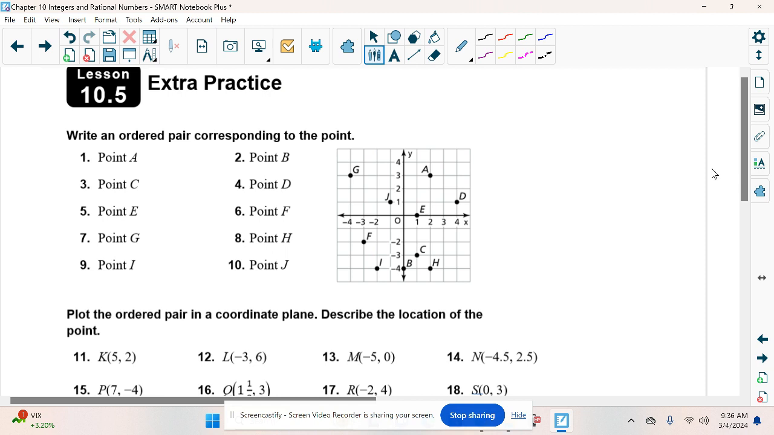The one that we 384. Wait, what? Oh, backwards. She said 384. No, you go this way. 384.